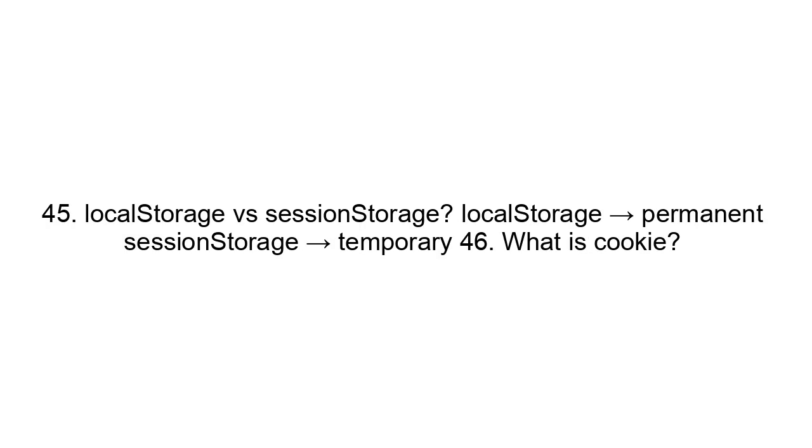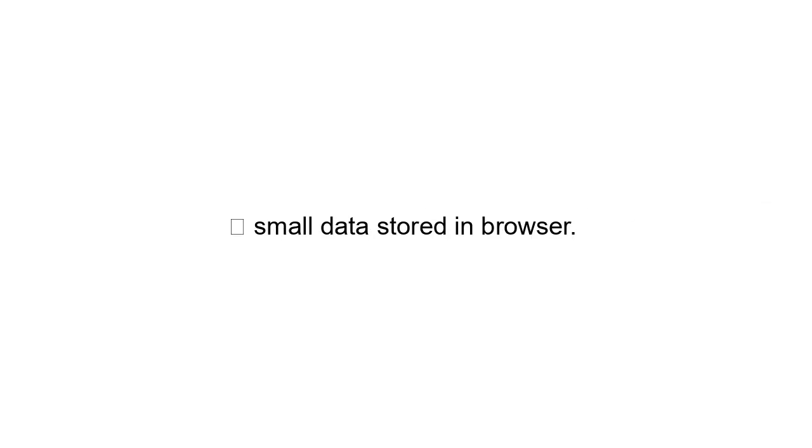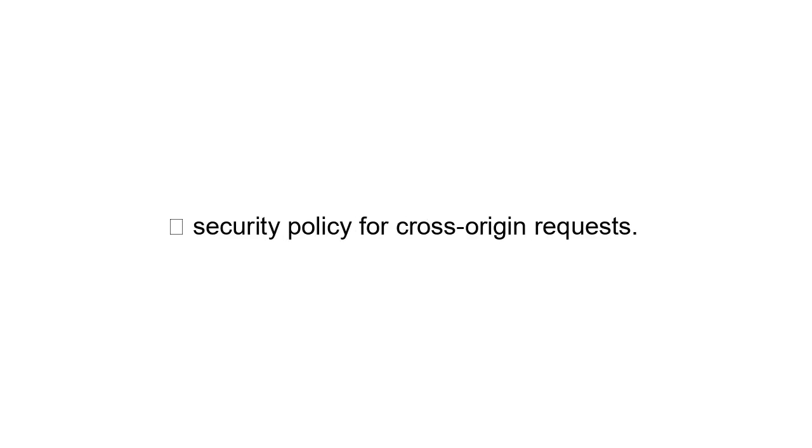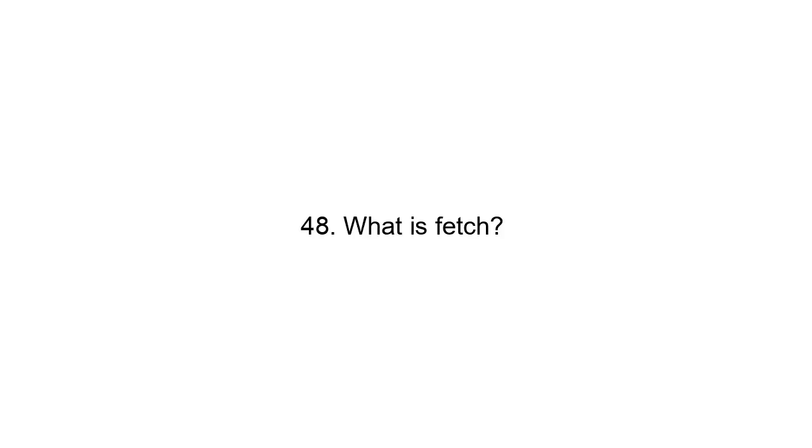45. Local storage versus session storage. Local storage is permanent. Session storage is temporary. 46. What is cookie? Small data stored in browser. 47. What is CORS? Security policy for cross-origin requests. 48. What is fetch? API for HTTP requests. 49. What is debounce? Delays function execution. 50. What is throttle? Limits function execution rate.